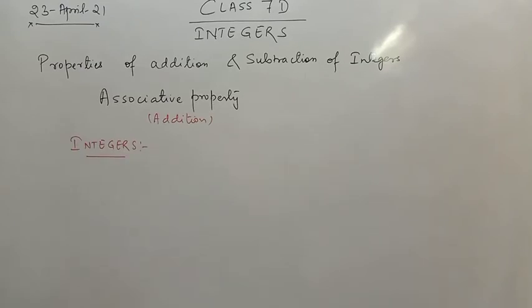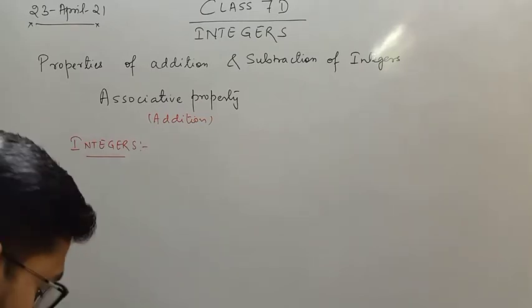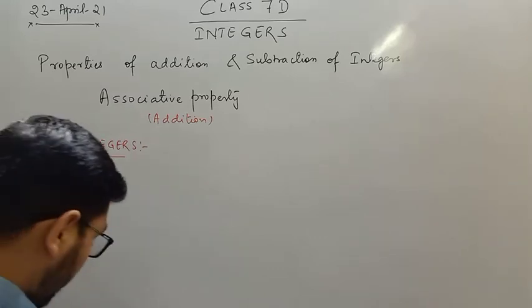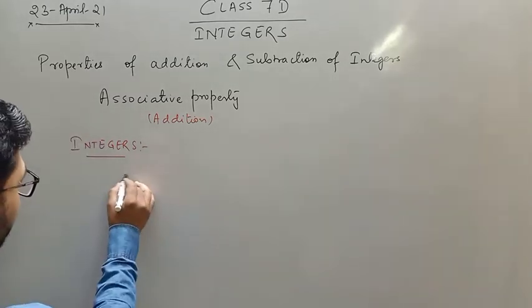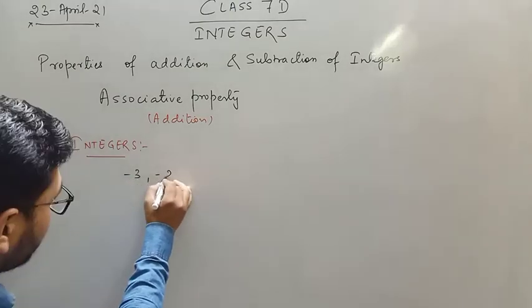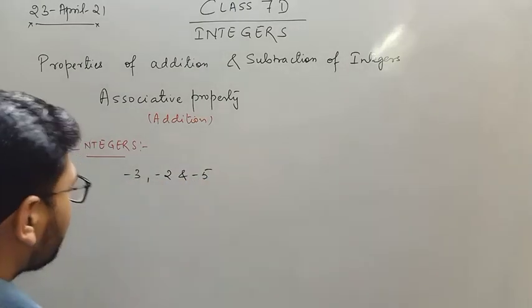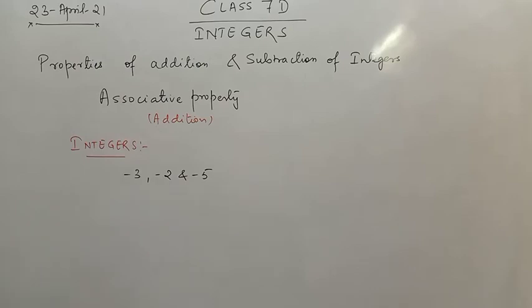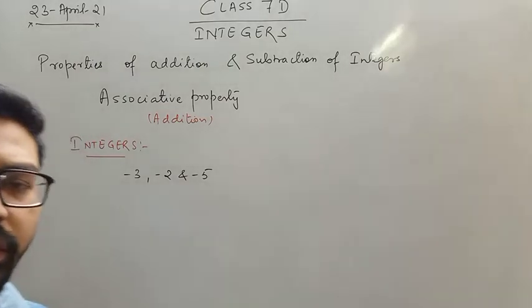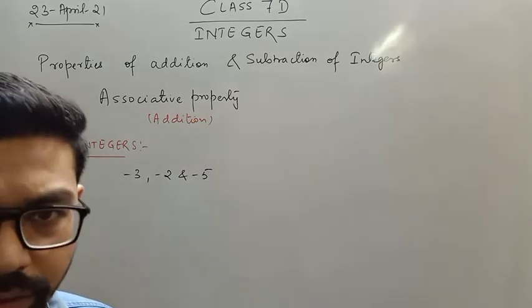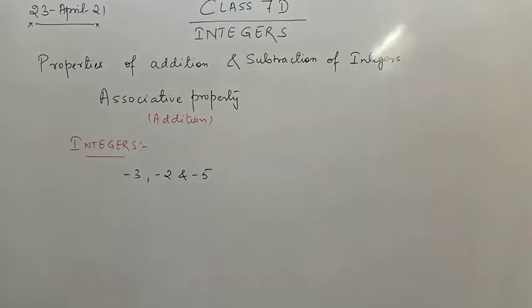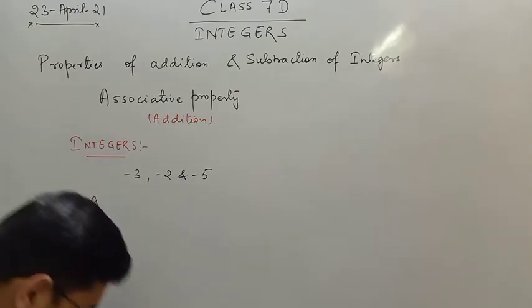Now the next thing is associative property. So associative property means, let's say I have three integers. And these three integers I am taking from your book only: minus 3, minus 2 and minus 5. Now if I change the association, if the result will remain same, that means addition follows, addition is associative, otherwise not. What does this mean is, let's say I1, I2.